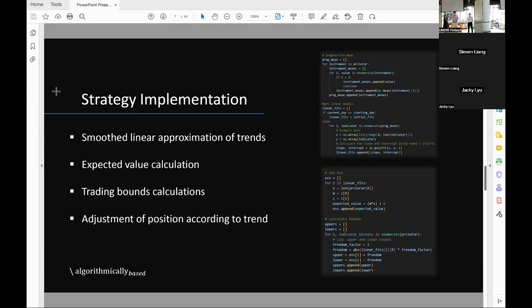So we're not necessarily buying in a downtrend or things like that. So that's the idea with that. And the code snippets there are commented.